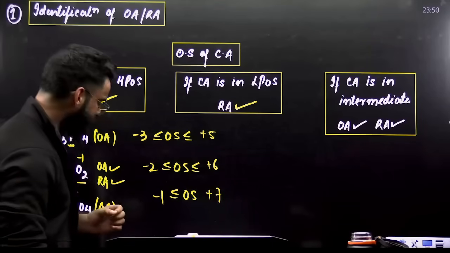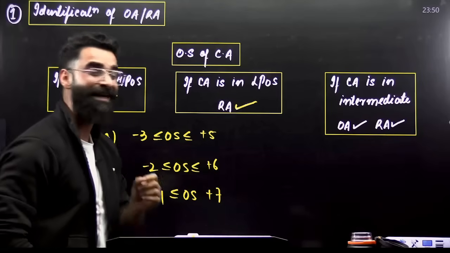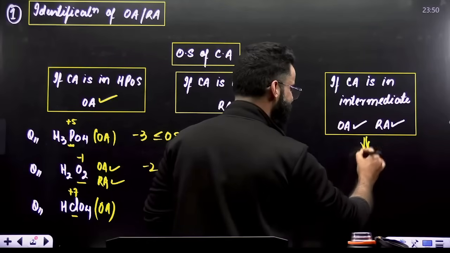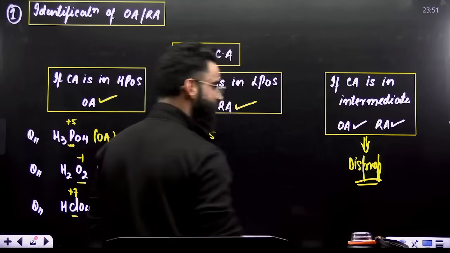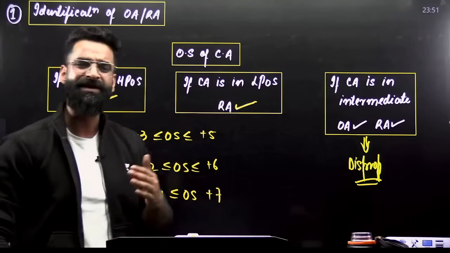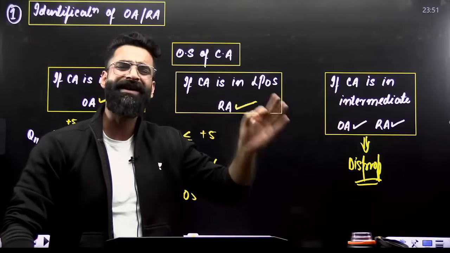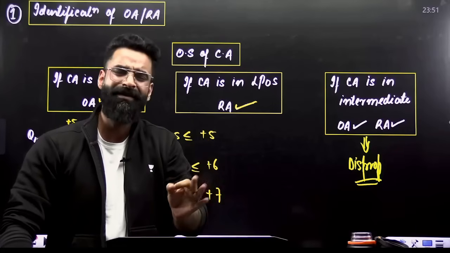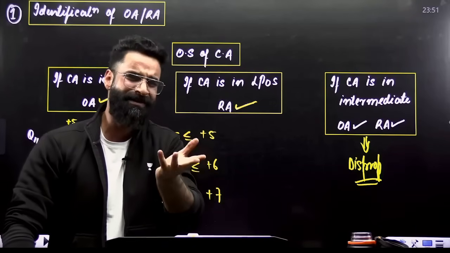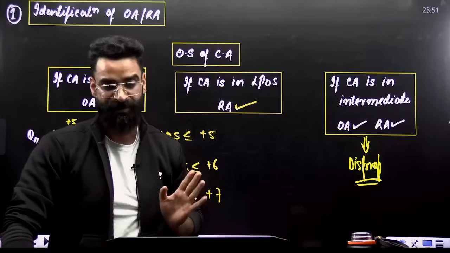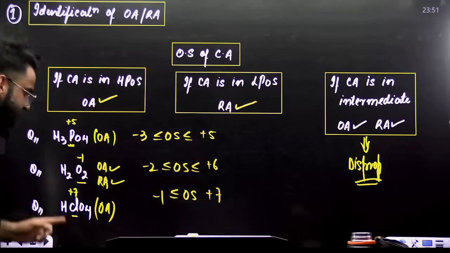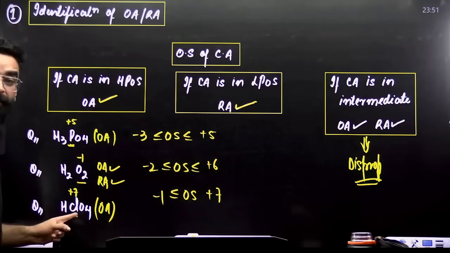And remember, that particular compound in which the central atom will be in an intermediate oxidation state also shows disproportionation as well. So there can be one more question asked. Which of the following compounds shows disproportionation? Remember, you just have to check the oxidation state of the central atom. If the central atom is in an intermediate oxidation state, neither in highest nor in lowest, it can undergo disproportionation for sure. Now they can ask you the question, which of the following can undergo disproportionation?